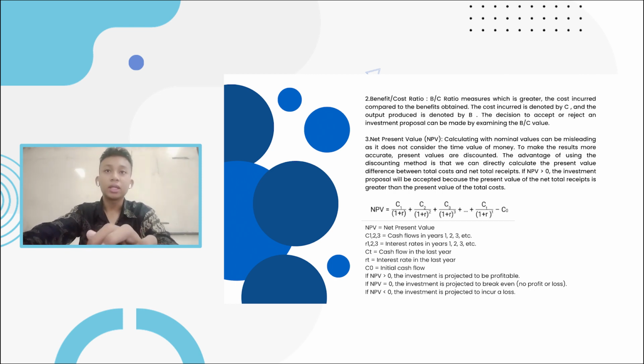If NPV is more than 0, the investment is projected to be profitable. If NPV equals 0, the investment is projected to break even, no profit or loss. If NPV is less than 0, the investment is projected to incur a loss.